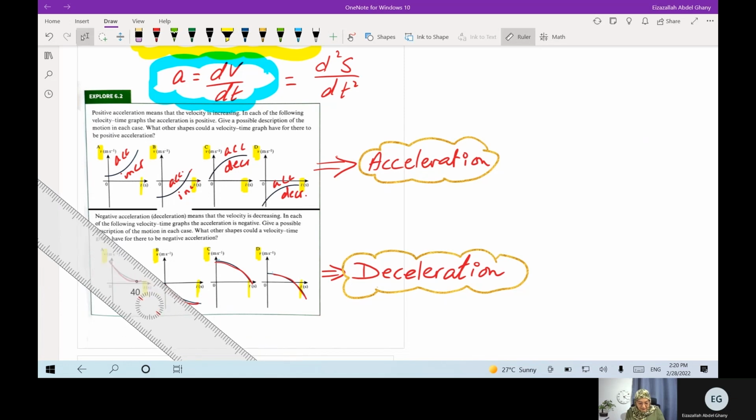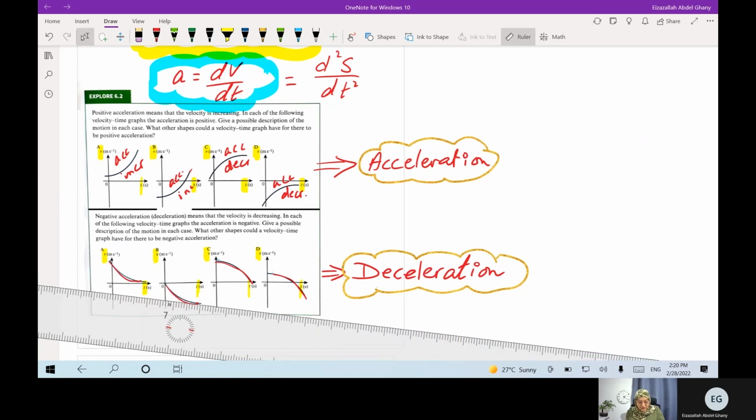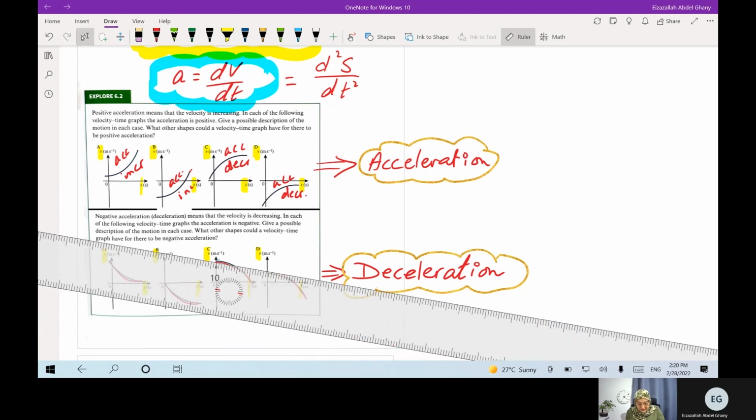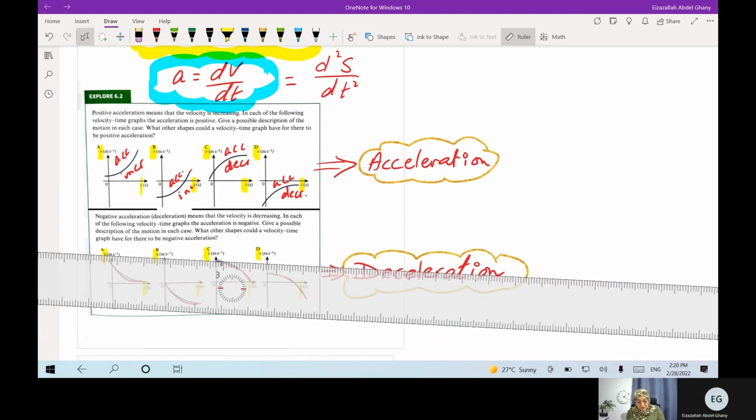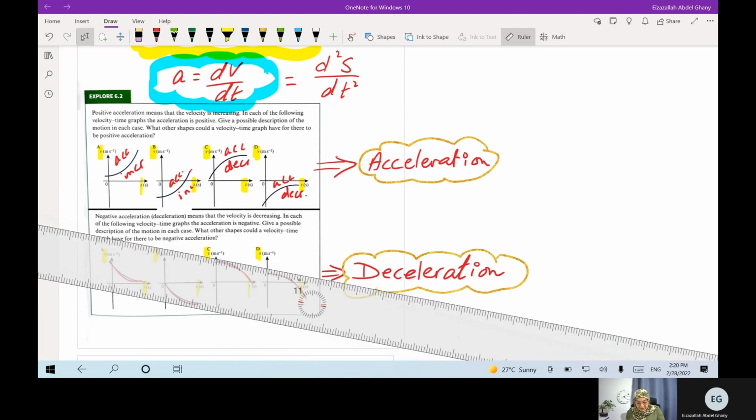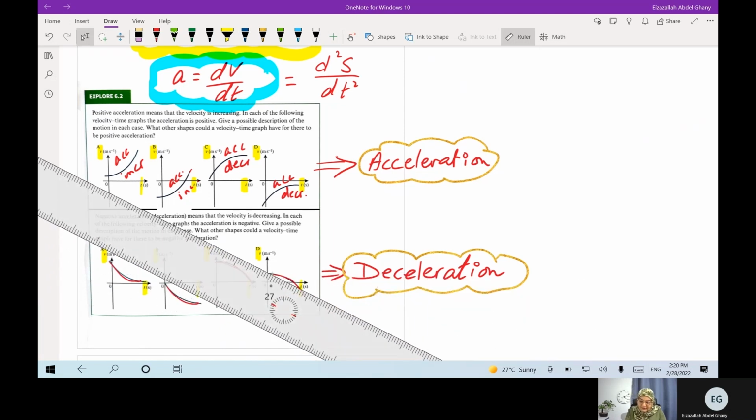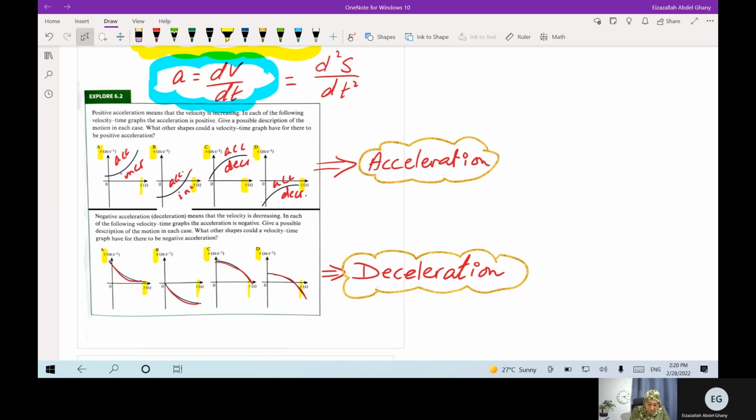So the first and second are the same case: deceleration decreases. But in the third and fourth, when you start, the gradient is almost zero, and then it's getting steeper and steeper. So in the third and fourth, yes, it is deceleration, but deceleration increases. And in the first and second, yes, it is deceleration because velocity decreases with respect to time, but deceleration here decreases because the steepness decreases.